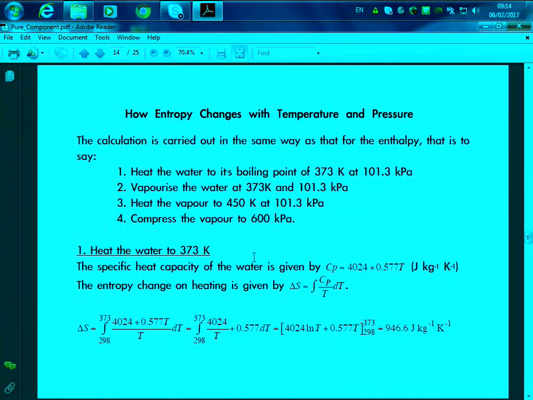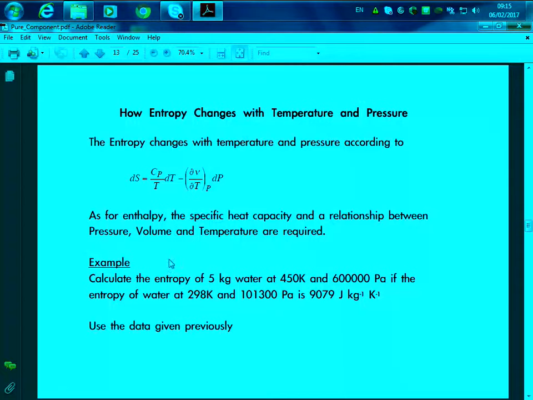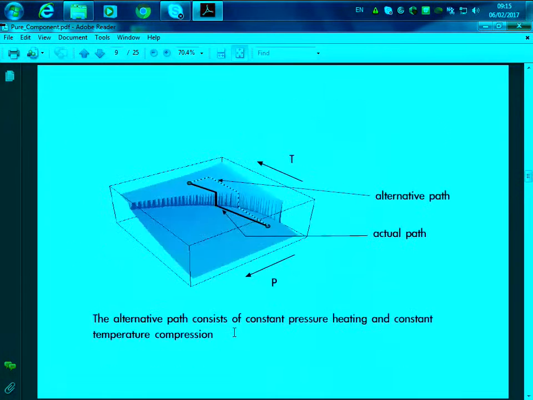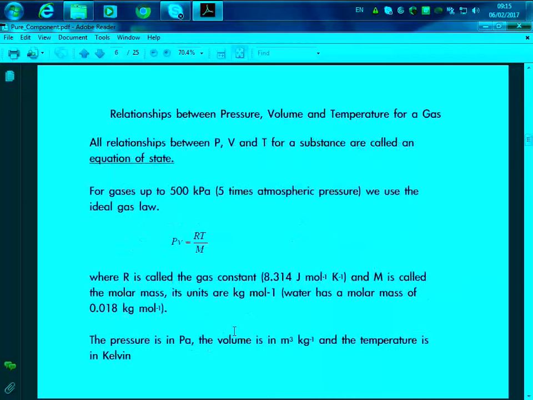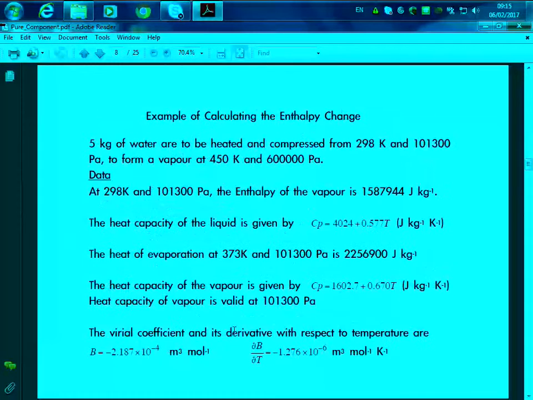So let's have a look at the first way of doing it. We have the heat of water at 373 Kelvin. And we were given this equation, which is the heat capacity, given here as an equation which is a function of temperature. So this was given, if you look here, it says use data given previously. That was given when we were looking at the enthalpy, and we were given the heat capacity using those equations. So basically we need to use the same equations, the same data, right?